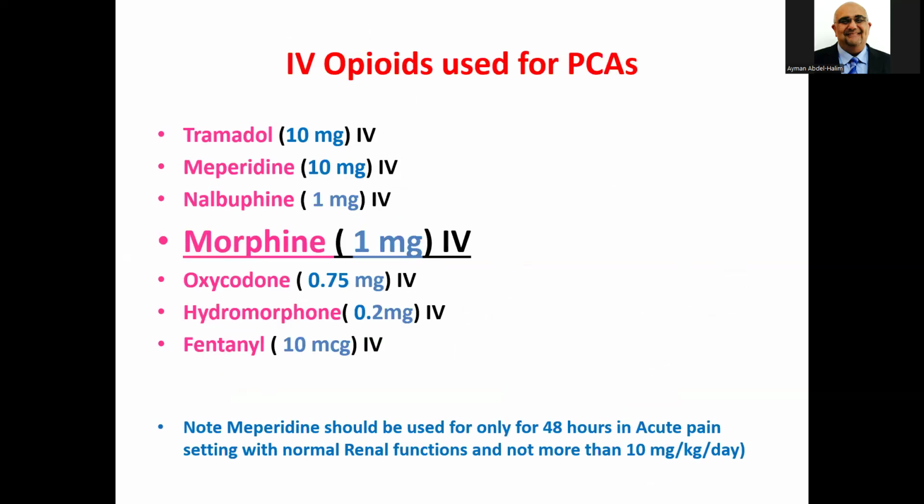The IV opioids used for PCAs: tramadol, meperidine, and nalbuphine. Morphine is the parent of these drugs, oxycodone, hydromorphone, and fentanyl. Now, I want to give you just a little hint here. Meperidine can be used only for 48 hours in an acute pain setting with a normal renal function and not more than 10 milligram per kilo per day. The reason is meperidine can accumulate a metabolite called normeperidine that can cause seizures.